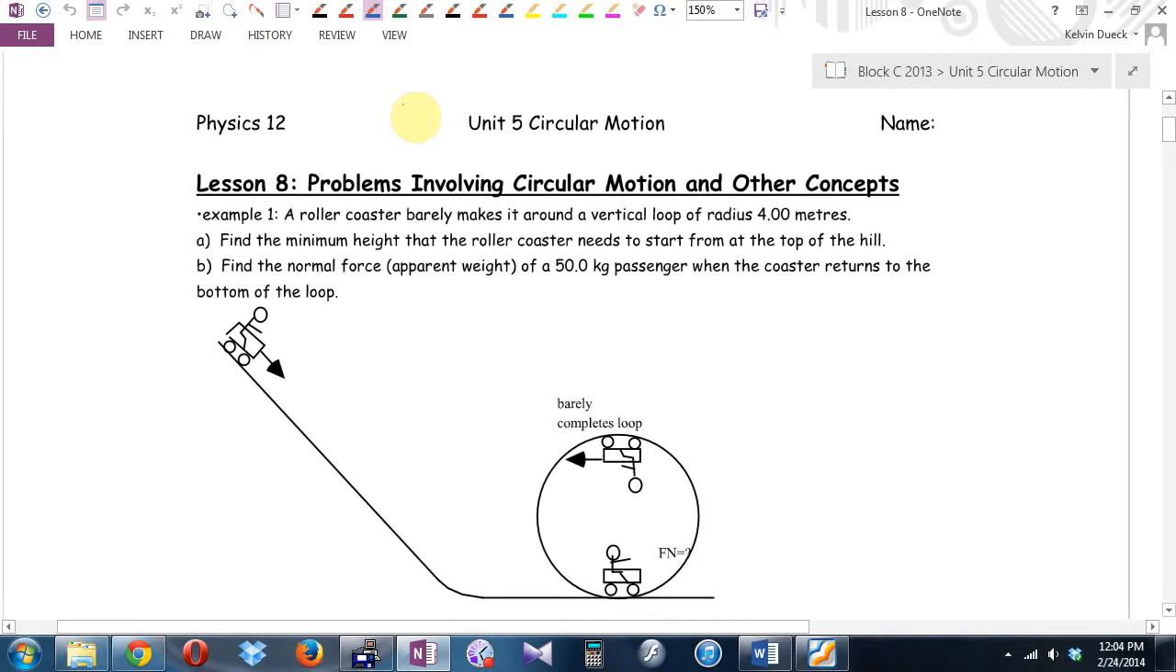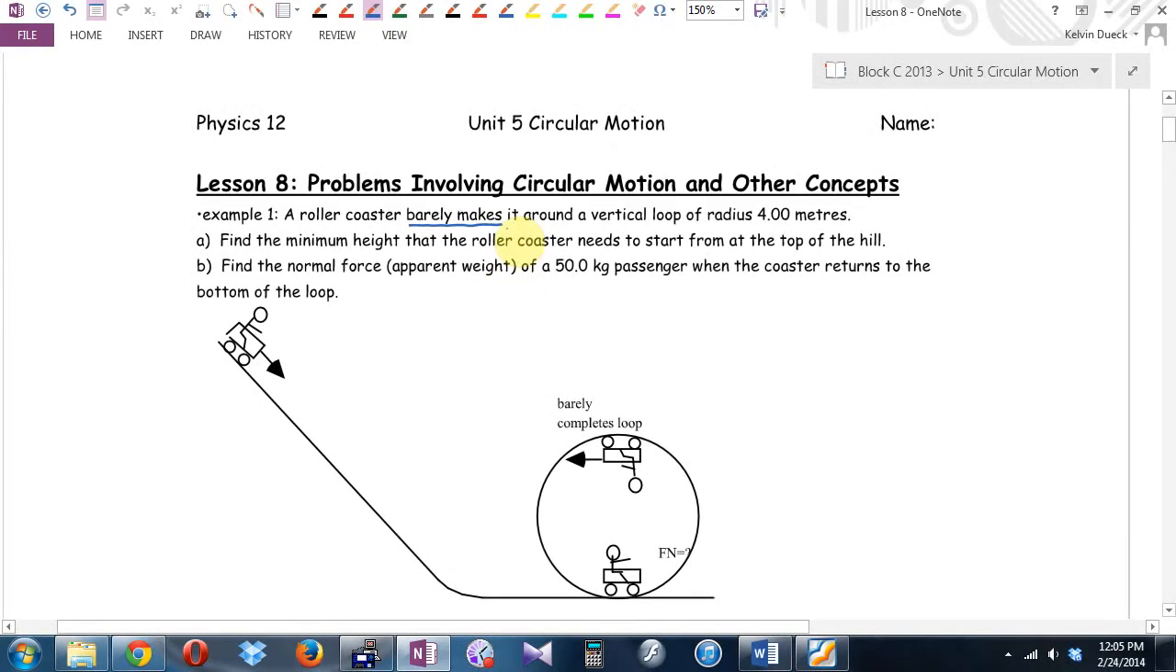Example 1. A roller coaster barely makes it around, I'm going to underline the words barely makes it around, a vertical loop of radius 4 meters. A says find the minimum height that the roller coaster needs to start from at the top of the hill. And then B says find the normal force, the apparent weight, of a 50-kilogram passenger when the coaster returns to the bottom of the loop. Okay.